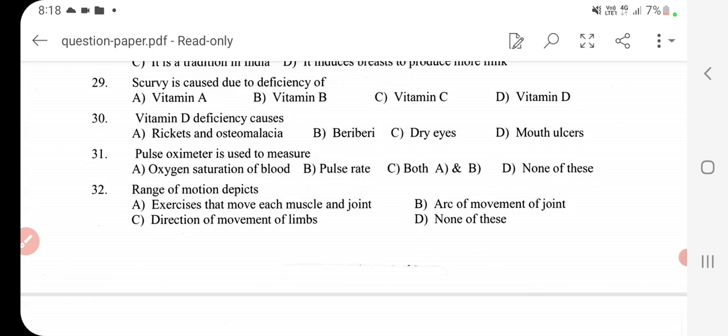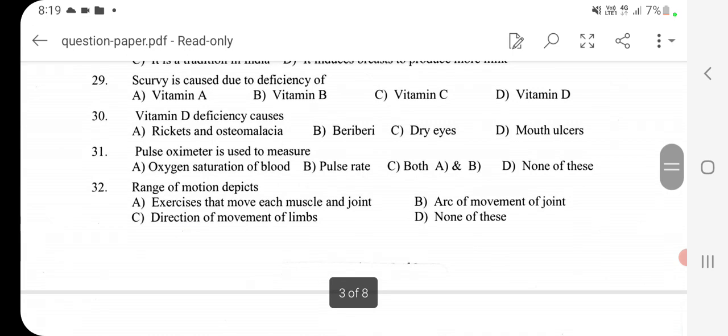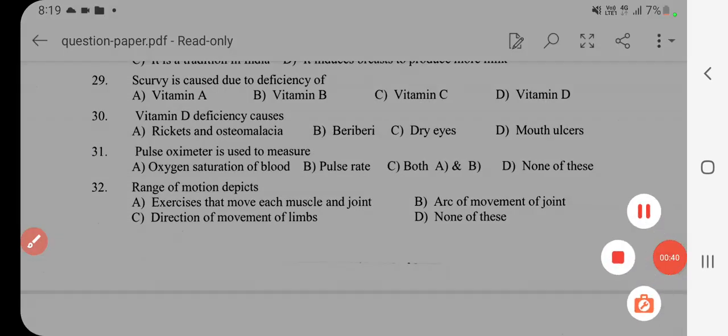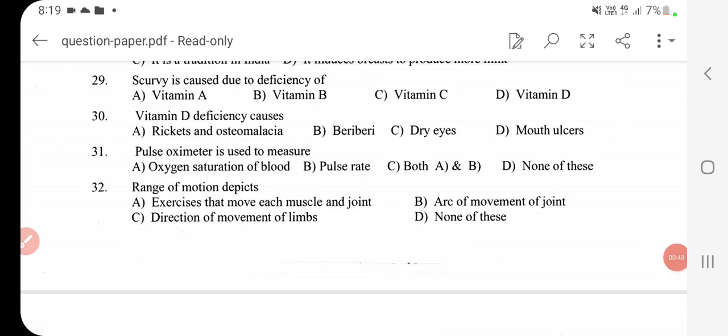Starting the 31st question. Pulse oximeter is used to measure what? This is a very important and easy question. Option A: oxygen saturation of blood. Second option is pulse rate. Option C: both A and B, and D: none of these. So the right answer is both A and B, meaning pulse oximeter is used to measure oxygen saturation of blood and pulse rate. So right answer is option C.